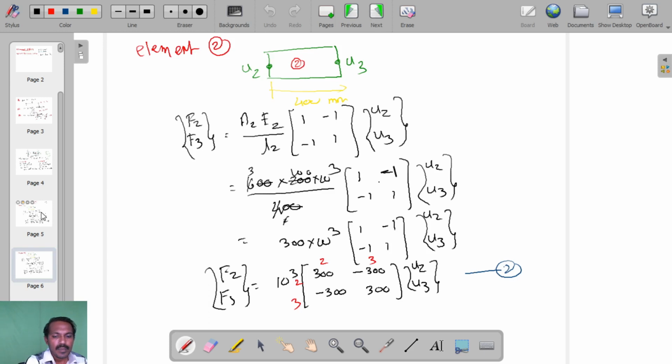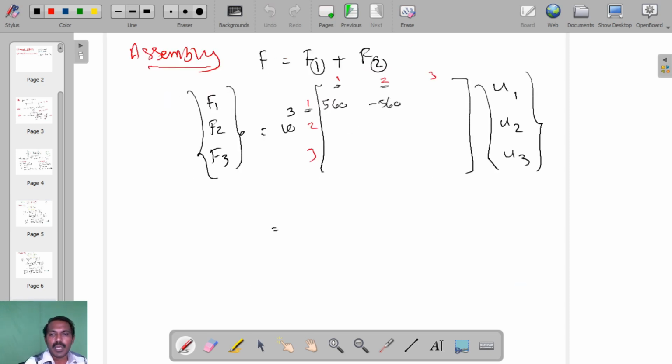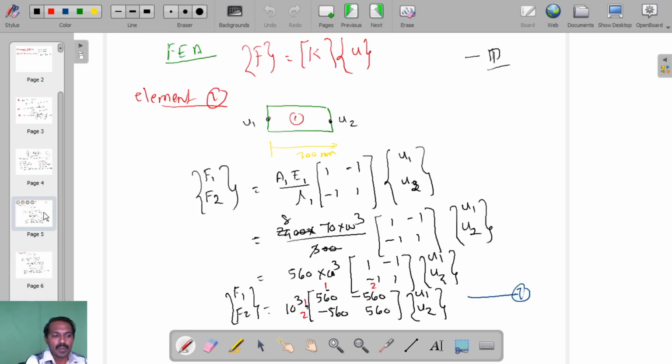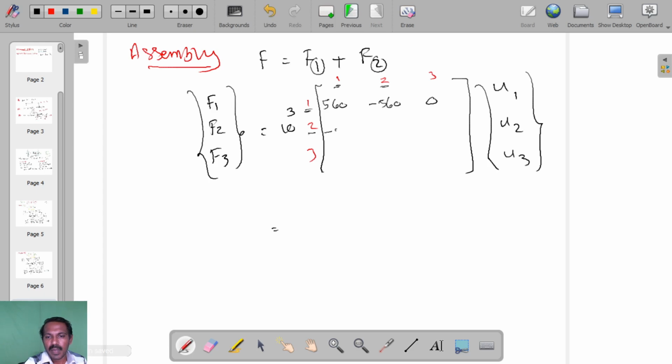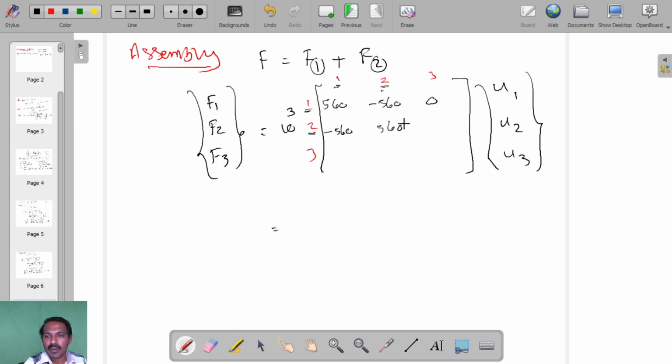Next, the first row, third column is not there, so you put 0. Same as second row, first column: the second row, first column is minus 560. Next is the second row, second column, whose value is 560.